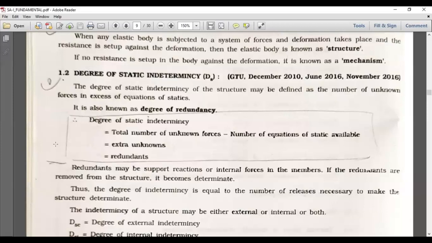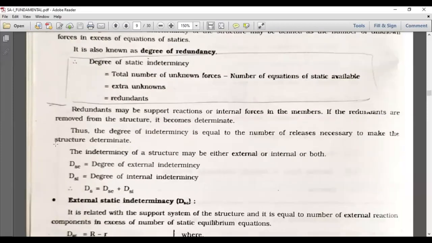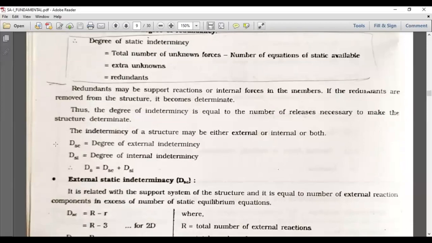The result is extra unknowns, called redundants. Redundants may be support reactions or internal forces in the member. If the redundants are removed from the structure, it becomes determinate. Thus, the degree of indeterminacy is equal to the number of releases necessary to make the structure determinate. The indeterminacy of a structure may be either external or internal, or maybe both.